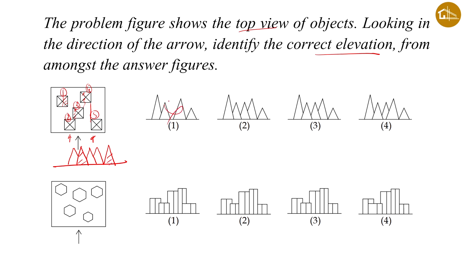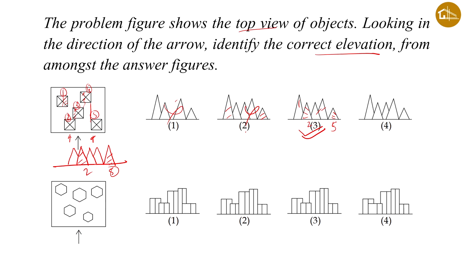So the first one is wrong because the number of objects is only 4. In the second one, first and fifth are fully visible. This is also wrong. We need second and fifth. In the third one, we can see the second one and the fifth one are fully visible, and the first one is partially visible, and the third and fourth are partially visible. So this is the correct answer.